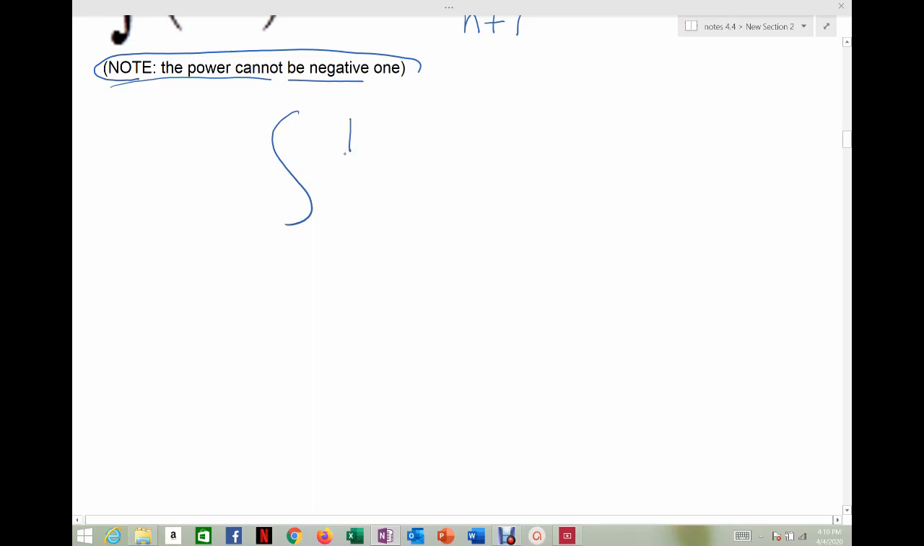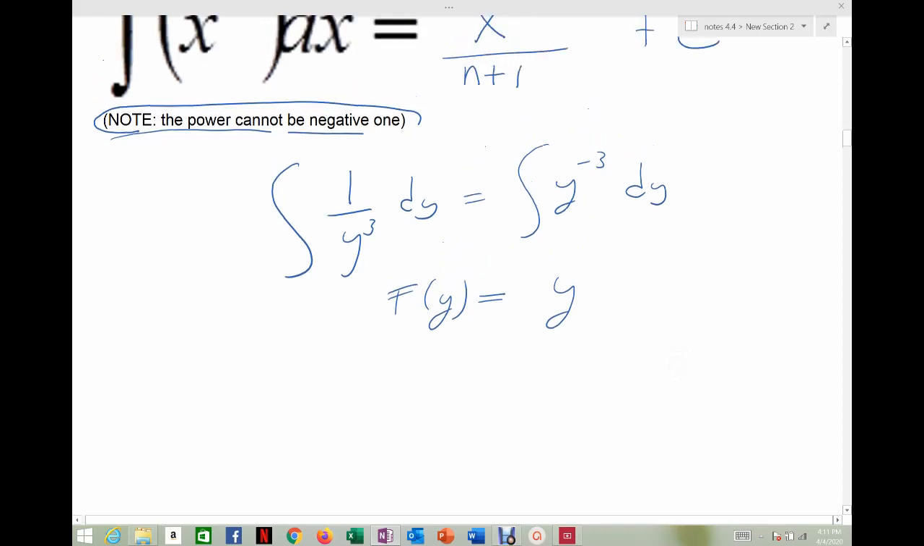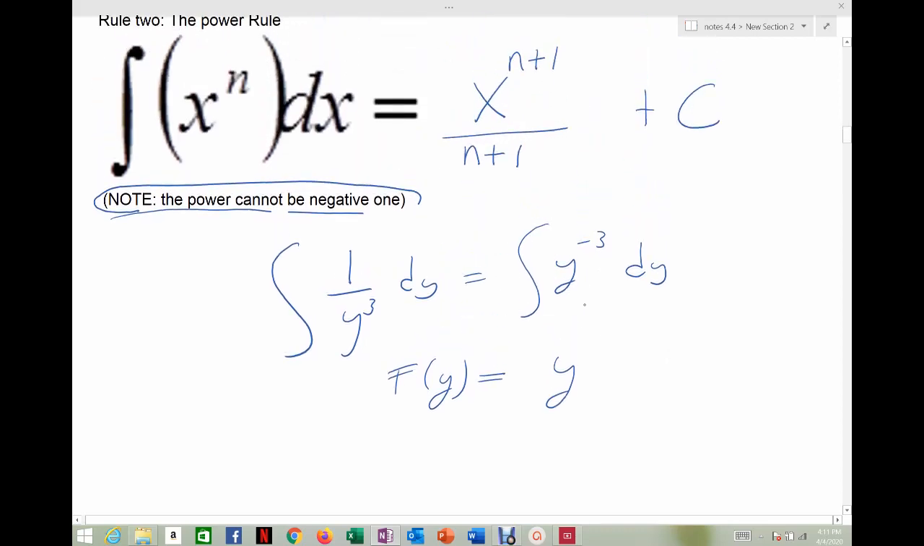So suppose I have 1 over y cubed, so my antiderivative would be with respect to y. Well, just like when we did the power rule, I have to change that. Instead of 1 divided by y cubed, I change it to y to the negative 3, again taking the antiderivative with respect to y. Now I can use my antiderivative rule. To find my family of antiderivatives, I use my power rule, which means I add 1. Negative 3 plus 1 is going to give me a negative 2, and then I divide by that.